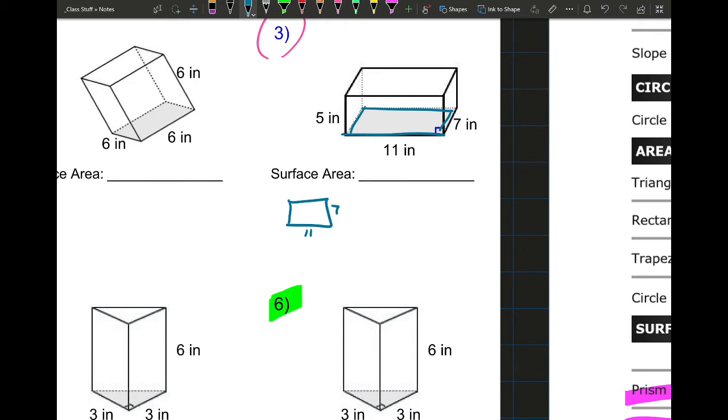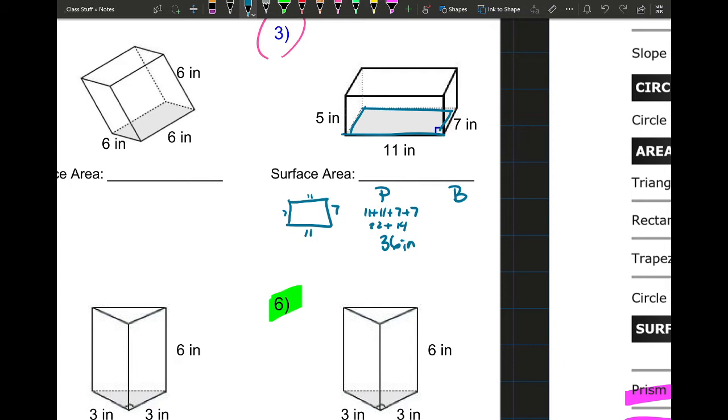So for this, I'm gonna find P and B, the perimeter and the area of the base. The perimeter is easy. It's 11 plus 11 plus 7 plus 7, right? Because if this is 11 at the bottom, then this is 11. It's a rectangle, right? If that's 7, this is also 7. When you add that 11 and 11, you get 22 plus 14. And when you add that, how much is that? 36. So the perimeter is 36 inches.